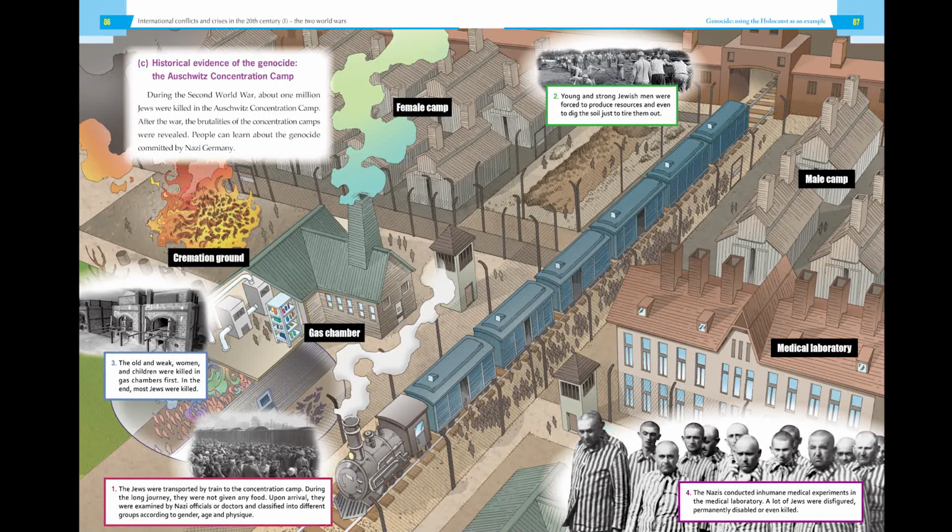4. The Nazis conducted inhuman medical experiments in the medical laboratory. A lot of Jews were disfigured, permanently disabled, or even killed.